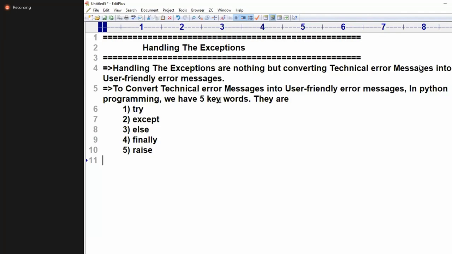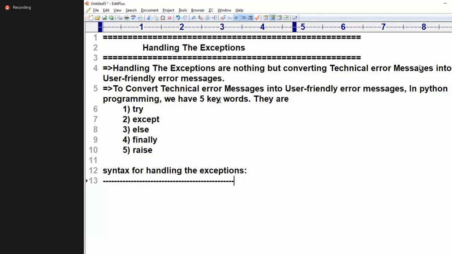What is the syntax for handling the exception? It is one of the most powerful concepts. Okay, this syntax we will be discussing. And now I hope that you people are catching my points.